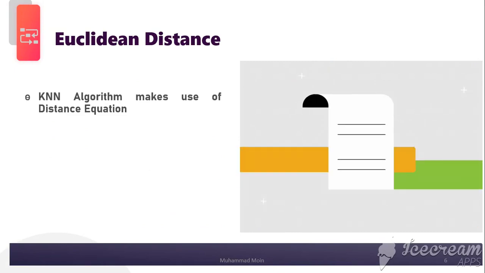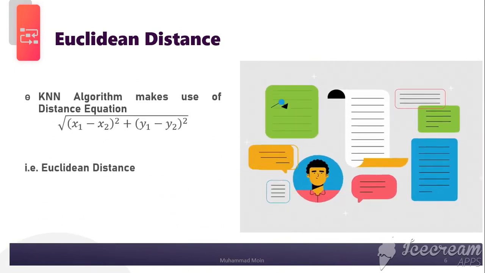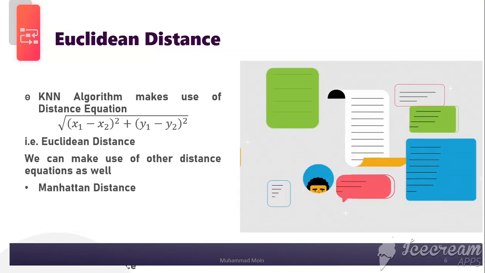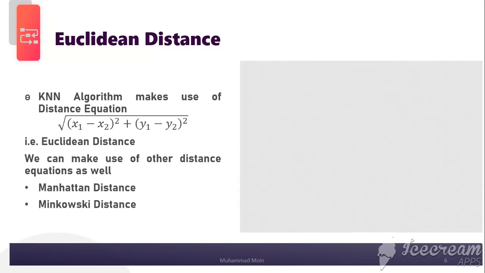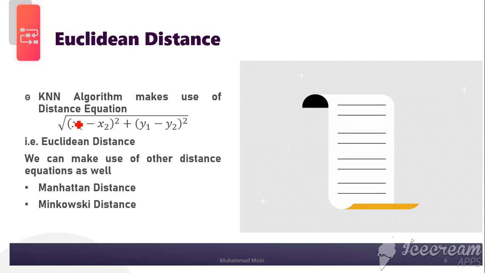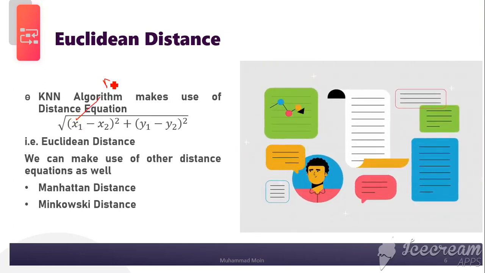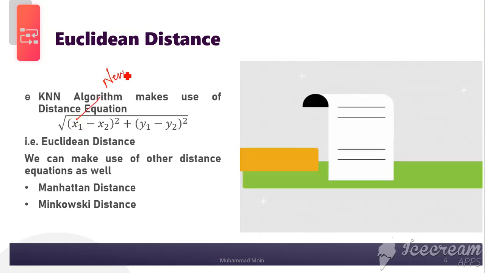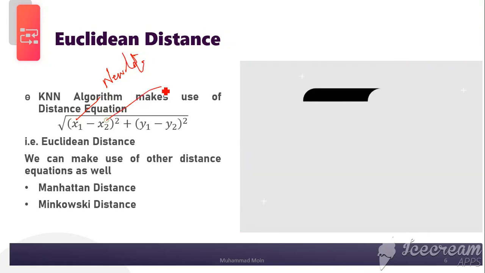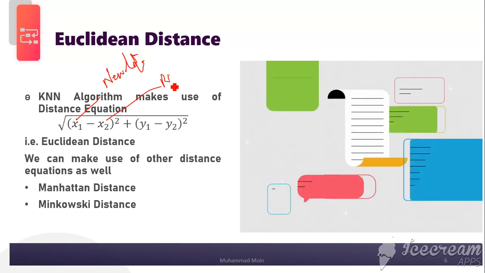So this is basically the Euclidean distance equation we have. We can use other distance equations as well, which are Manhattan distance and Minkowski distance. Here I have calculated the Euclidean distance of the new data with respect to each of the reference data we have. So here x1 we will take the new data, which is z, and here we take the reference data, which is basically the training data we have.